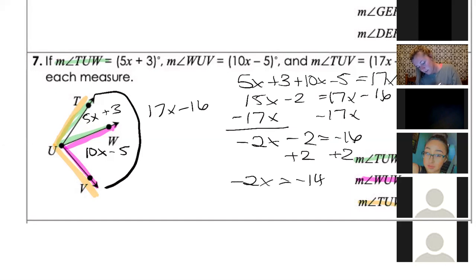I don't expect you to be as fast at this as I am, but you should know how to do this. And if you don't, all you need to do is go online and look up solving for angles. So we found that our x is 7. Now we can plug it into all of these. I'm going to start with the big one on the outside, in orange. So we're going to take 17 times 7 minus 16. We don't need an x in there anymore, because we have our x now.